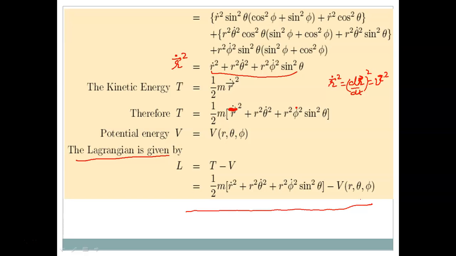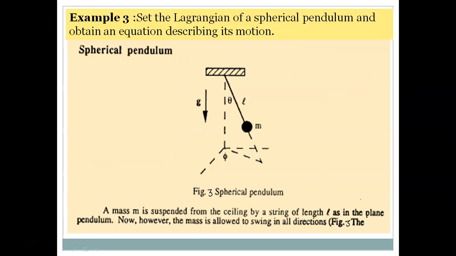So let us apply this to some practical problem. The third example is: set up the Lagrangian of a spherical pendulum and obtain an equation describing its motion. So what is a spherical pendulum? In a simple pendulum, you attach the string here and the bob is allowed to oscillate in a plane. But in a spherical pendulum, we are fixing the string here, and the length of the string is L, and this is the bob of the pendulum of mass m. It is allowed to oscillate in the whole space like this.